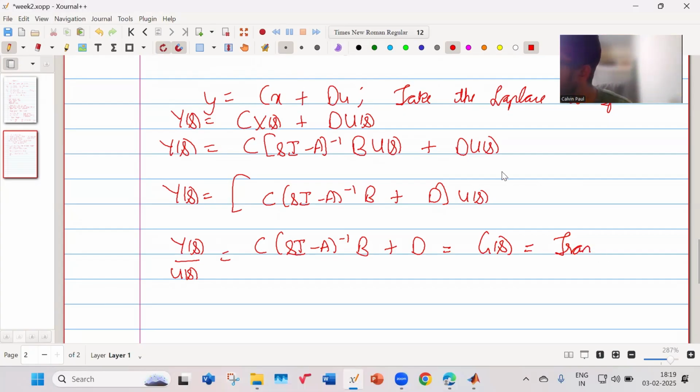So this is your transfer function of the system. So now we can see how from your matrices, from your ABCD representation, we can get the transfer function of a system. All right.